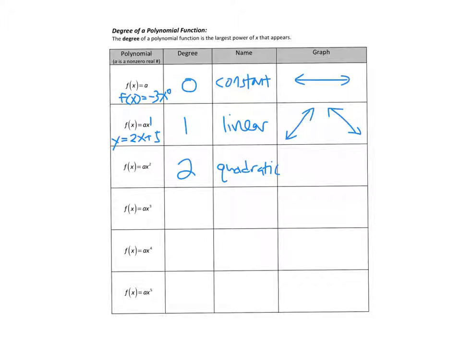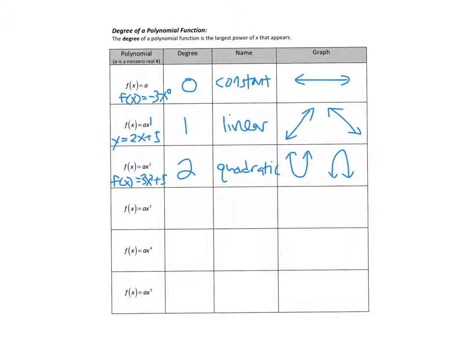So something like f of x equals 3x squared plus 5. It makes a parabola that could be right side up, or it could be upside down.